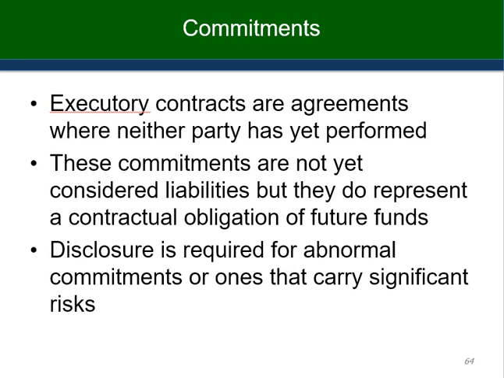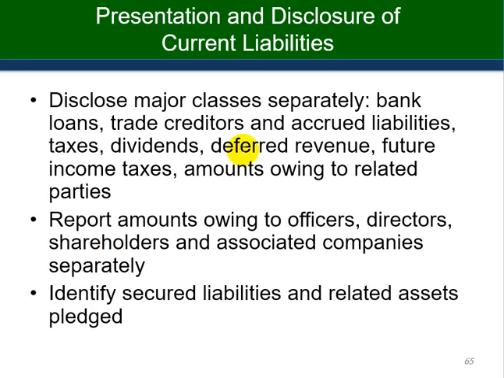Other issues of presentation and disclosure for current liabilities. The major classes of liabilities should be disclosed separately. So bank loans should be separated from trade creditors, and accrued liabilities like your vacation payable and your employee obligations would be treated separately. Taxes, dividends, deferred revenue, a lot of different categories. They need to be disclosed separately because they represent different risk structures. So current liabilities are usually recorded and reported in the financial statements at their maturity value. Present value techniques are not normally used in measuring current liabilities because of the immateriality of the interest impact.